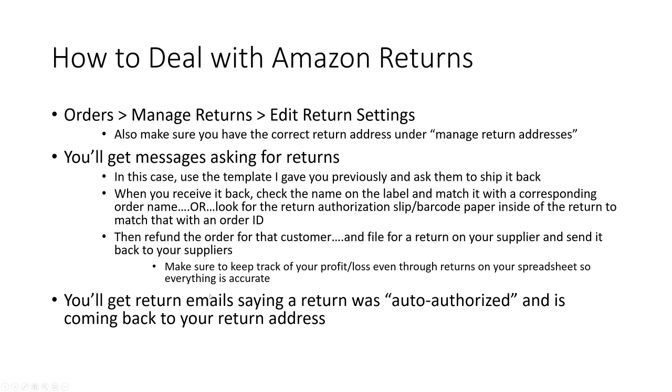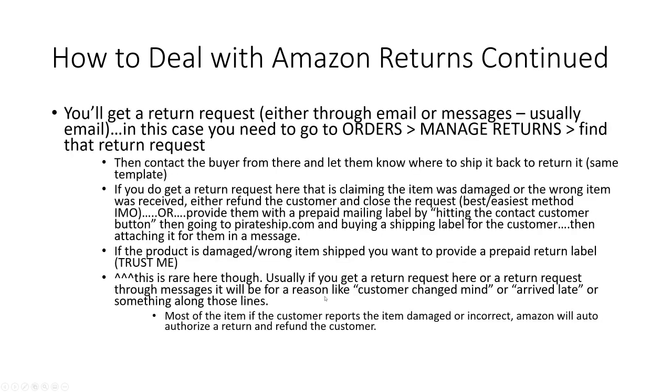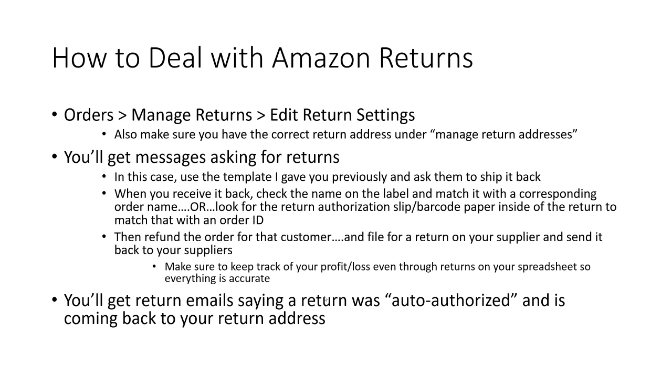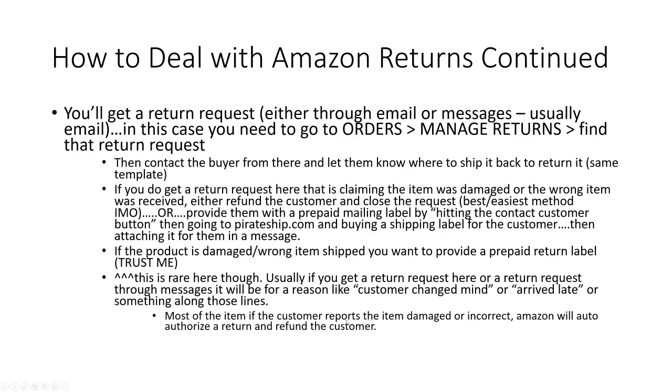And you'll also get return emails from Amazon saying that a return was auto-authorized and is coming back to your return address. In that situation, that usually means, not always, that it was reported as broken or damaged when the customer returned it, or they got something they weren't expecting, or something along those lines, okay? Honestly it could be a number of other things, like they said they didn't want it anymore and they're paying for the return shipping, but that's rare. Usually if it's auto-authorized by Amazon, it's coming back because it was damaged or the wrong product, okay?